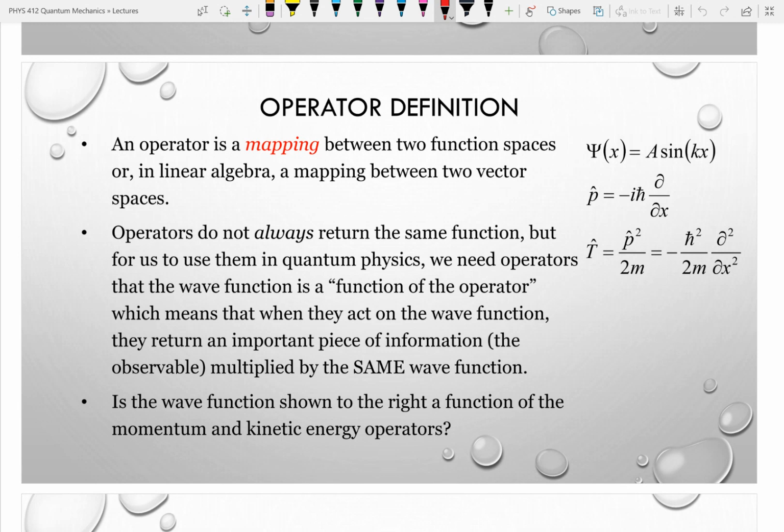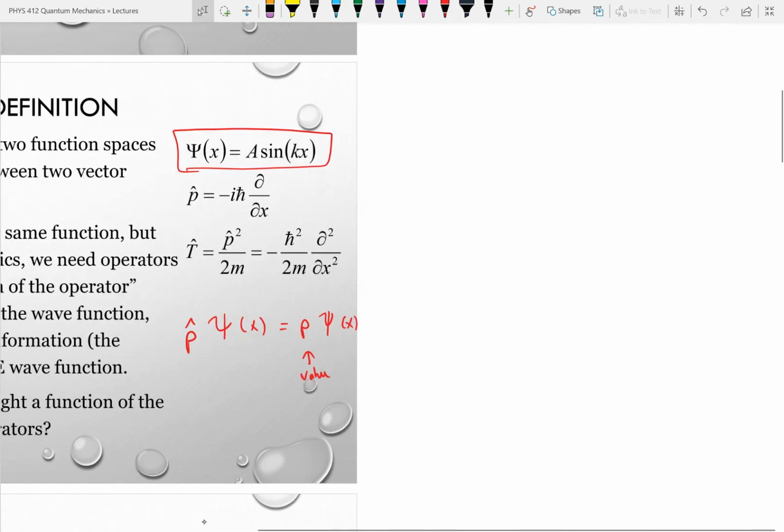So I have this question at the bottom. Is the wave function shown to the right a function of the momentum and kinetic energy operators? We did this last class period, sadly, I just jumped ahead. So we're going to check to see if we take the operator p hat and have it act on psi, if that gives us a value multiplied by psi. That's the check. And then we'll repeat it for the kinetic energy operator.